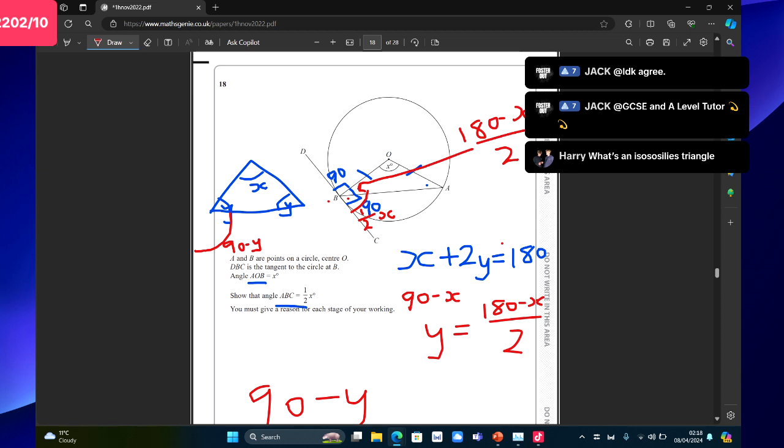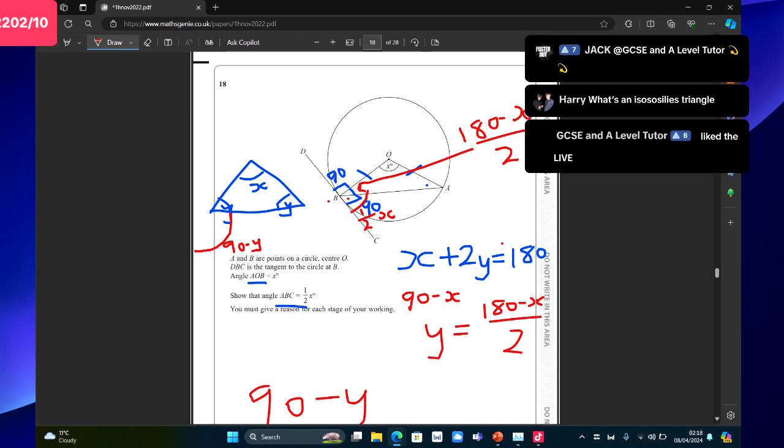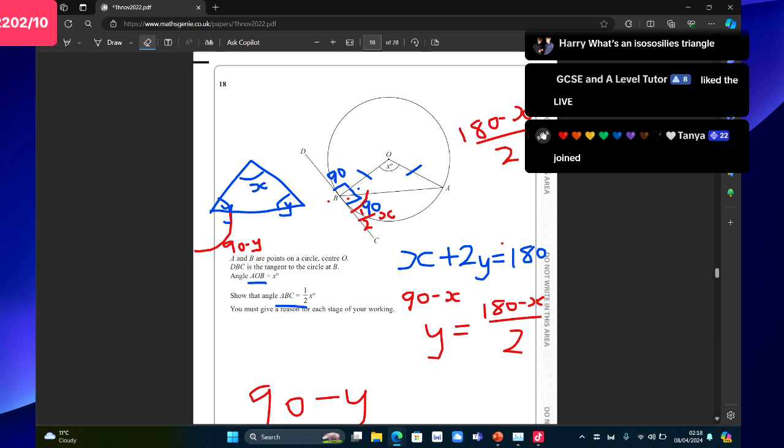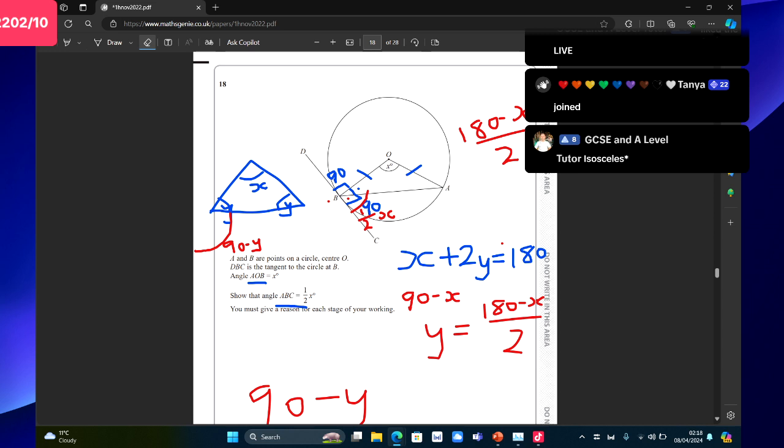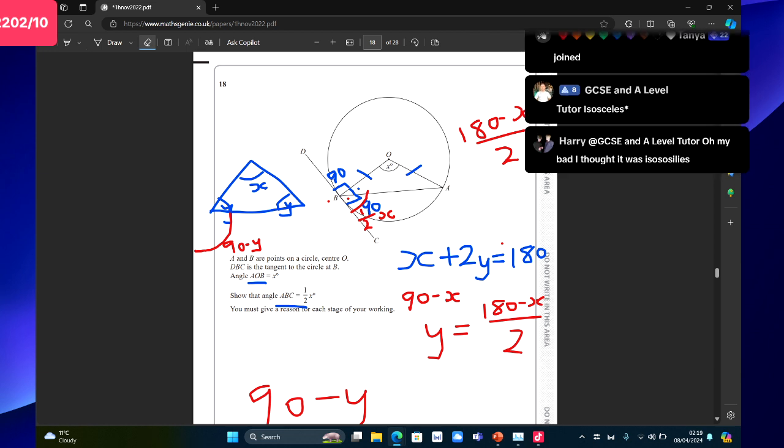So triangle ABO is an isosceles triangle because OB and OA are both radii of the circle. So these two angles are going to be equal. I call them y. So each y value is going to be (180 minus x) over 2. And then to work out angle ABC, I did 90 subtract y, because tangents to a circle meet the radius at 90 degrees. Does that make sense, guys?